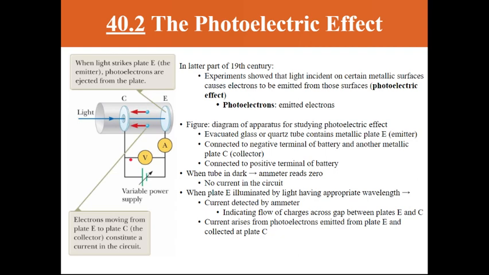They found that you could shine light onto the plate and electrons would get emitted. Those electrons would reach the other plate, called the collector plate in the textbook, and in doing so, they would travel through the circuit back to the original plate. And so you would register a current. Since these electrons were ejected from the plate by incident light, they were called photoelectrons.